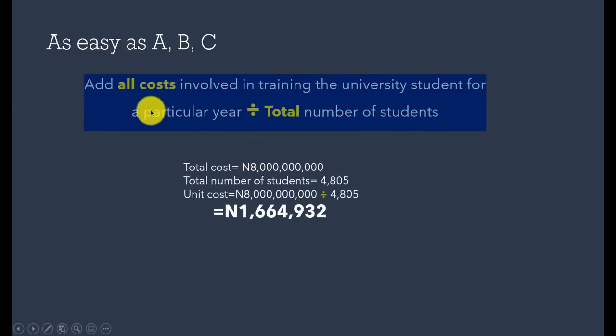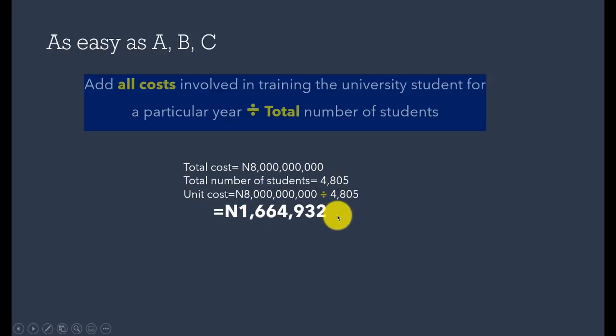But unit cost, I tell you, is as easy as ABC. All you need to do is to add up all the costs involved in training the student for a particular year, and then divide by the total number of students. So you get that unit. That's why it's unit cost. So let's assume that total cost is 8 billion, and the total number of students, 4,805. It's simple arithmetic. That's why I say it's as simple as ABC. The unit cost is this divided by enrollment, and that gives us 1.664 million naira.